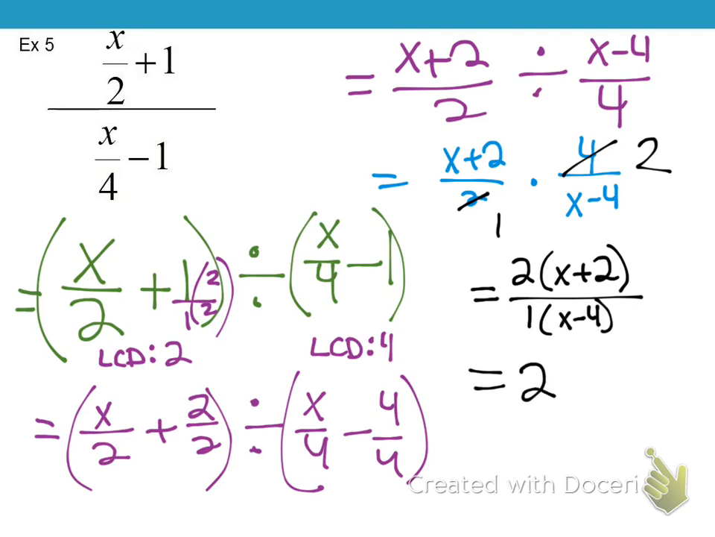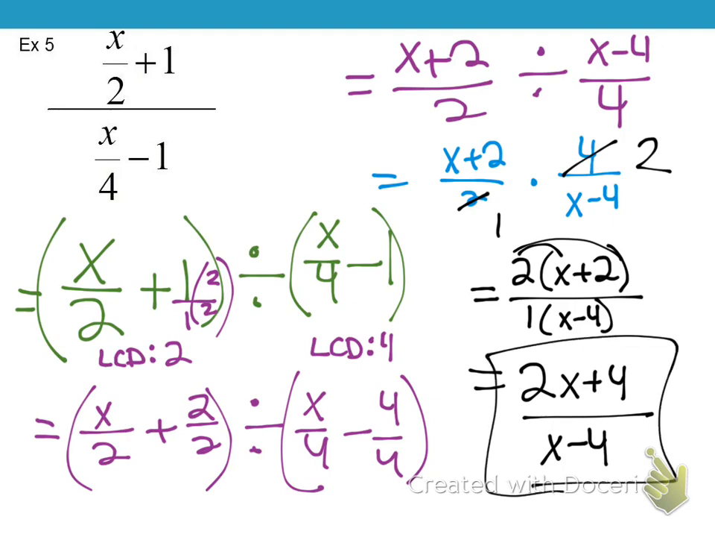So that's going to be 2x plus 4 when I distribute the 2, and then distributing a 1 doesn't change anything. Can I cross out the x's? No. Can I cross out the 4s? No. No. That's as simple as it gets.